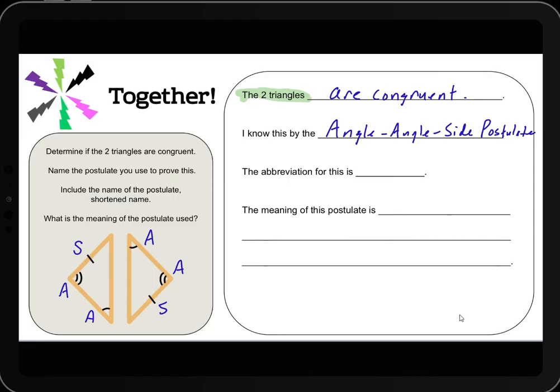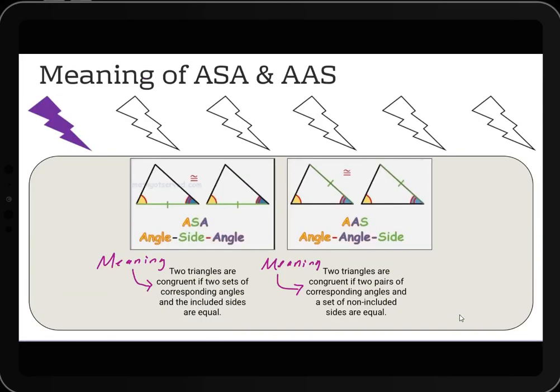So next thing I would do is write down that abbreviation, right? It's the first letter of each of those 3 words in the hyphenated compound word there, angle, angle, side. So AAS. And then the best and perhaps most important part of all, and the last part of your problem as well, you're going to have to describe the meaning of your postulate, right? What I wrote out earlier, I said angle, angle, side. So the meaning of my postulate, angle, angle, side, I'm going to go to this slide, and there it is right there.